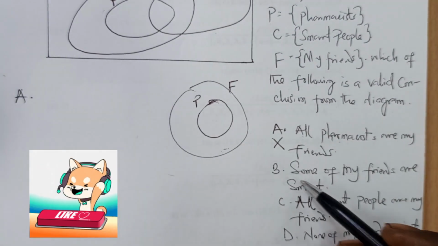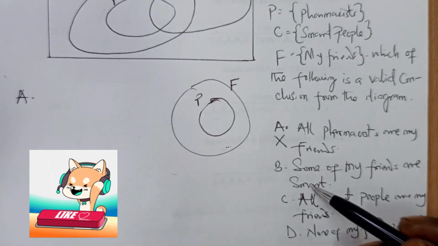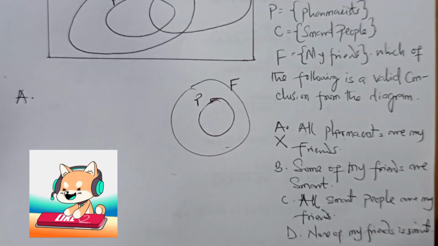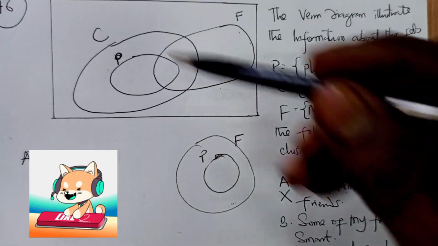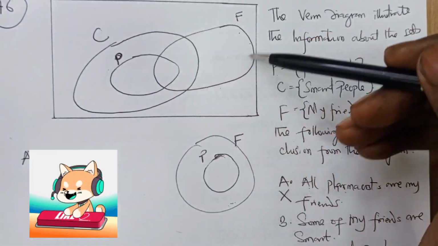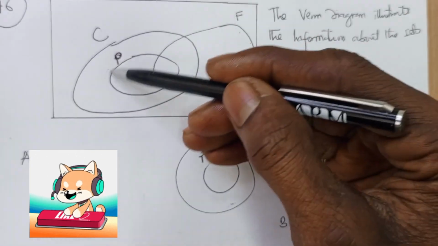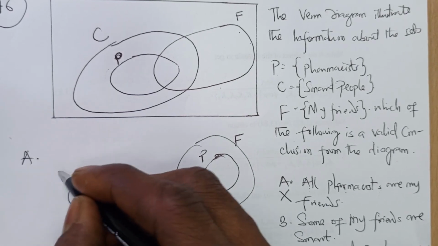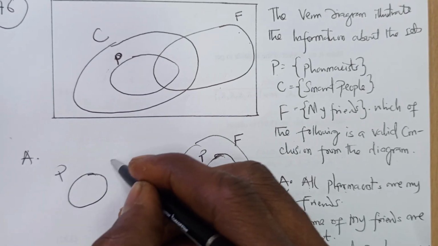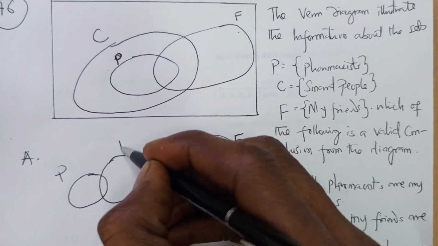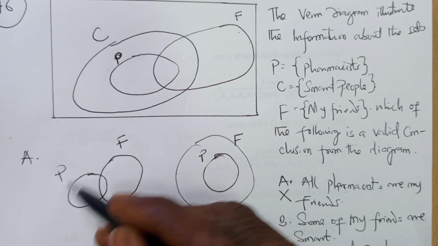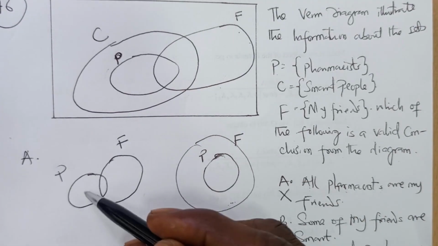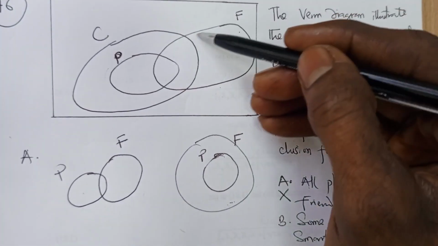Here it says some of my friends are smart. Some of my friends are smart. Now look at smart people. We have P for smart people, and I also have F for people who are friends. Do we have any setting like this in this Venn diagram, where some of the friends are smart? Of course we have it.